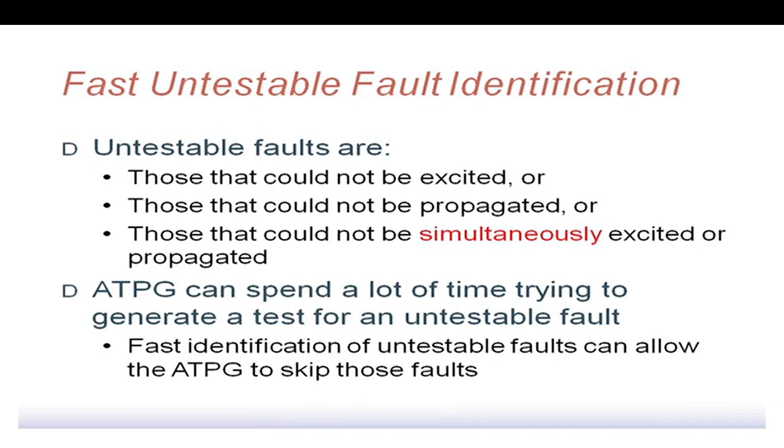Then next is fast untestable fault identification. These are untestable faults which cannot be excited, or which we are not able to propagate, or we are not able to both excite as well as propagate. These are some combinations of faults which we say are untestable faults. Also, when ATPG is taking a lot of time, we drop such faults, and those faults are also untestable faults. So if we can identify the untestable faults, we can remove them from the fault list so that ATPG can become a little faster.